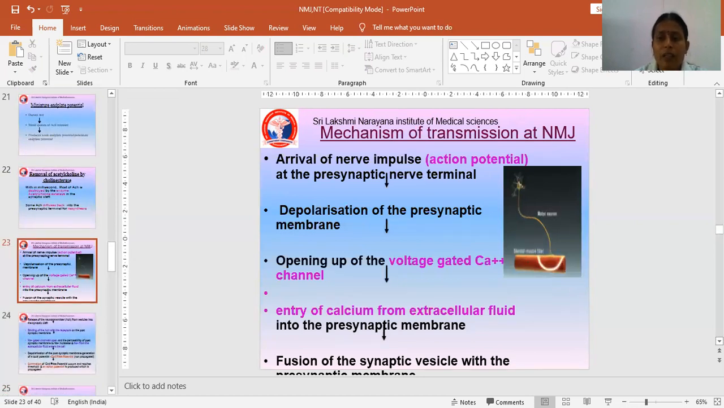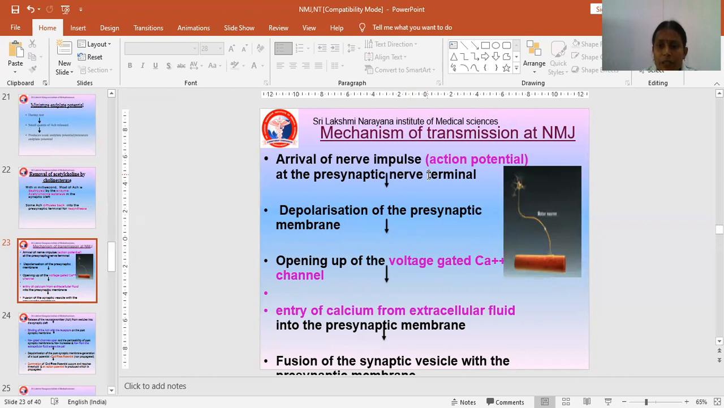Mechanism of transmission at the neuromuscular junction. We discussed the steps involved: first, the release of acetylcholine from the presynaptic terminal; then binding of acetylcholine on the postsynaptic membrane; after that, the end plate potential; and then generation of the action potential. In this slide, what we have discussed so far is given in flow chart form.